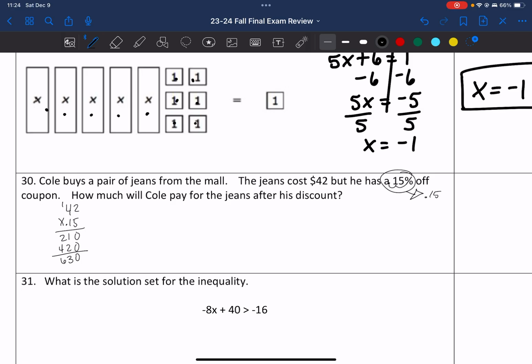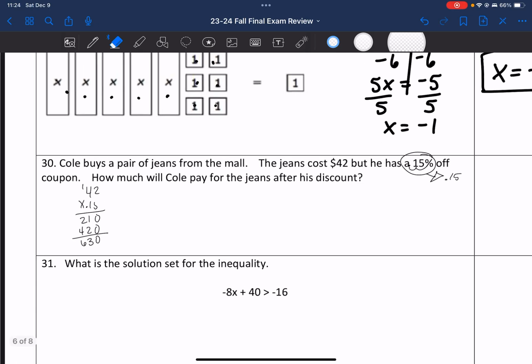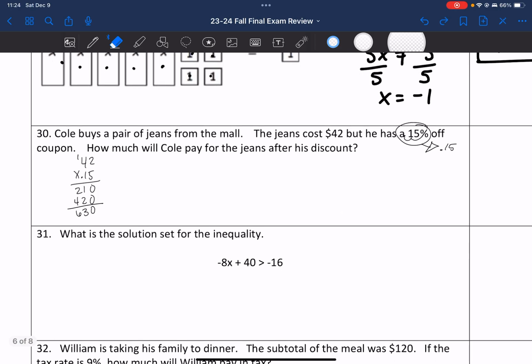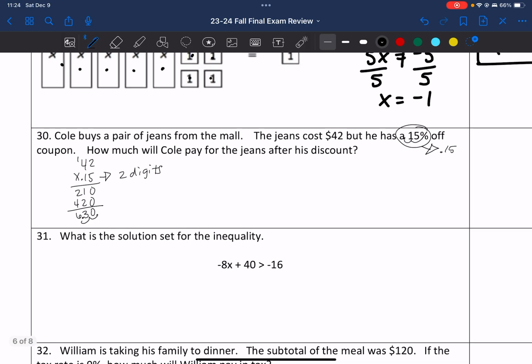So we have 630, but I'm erasing things. Okay, we have 2 digits to the right of the decimal, so that would be 1, 2. That means that this discount is going to be $6.30 off the original price.